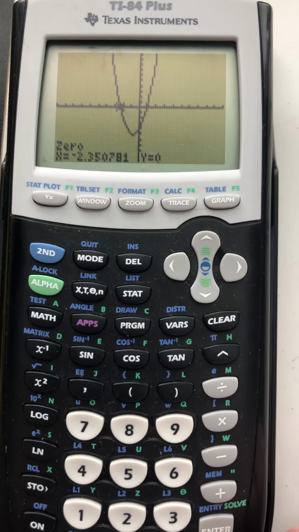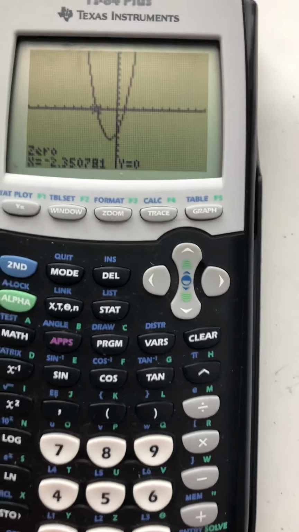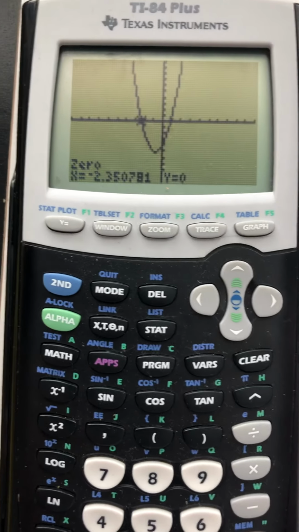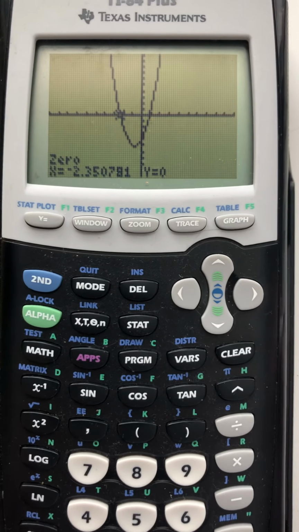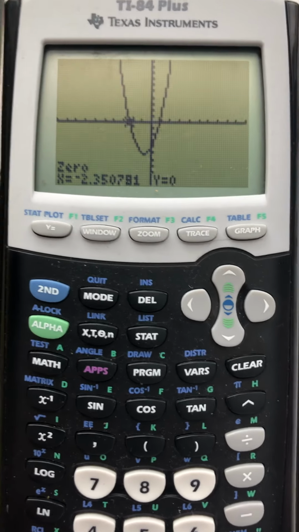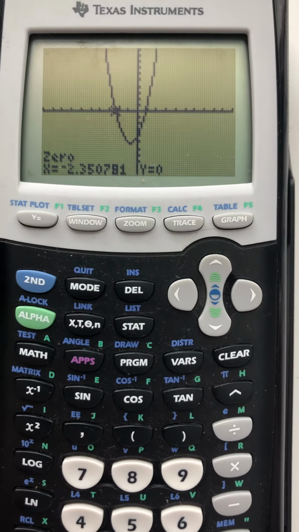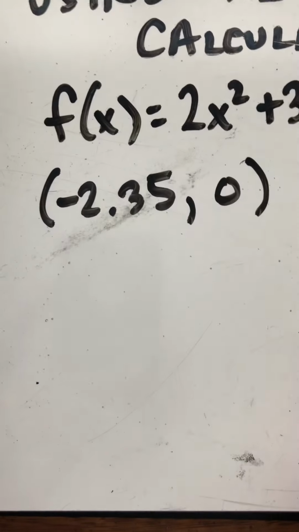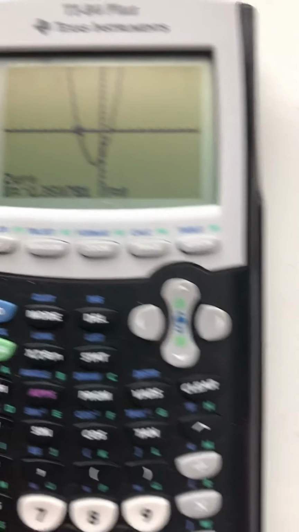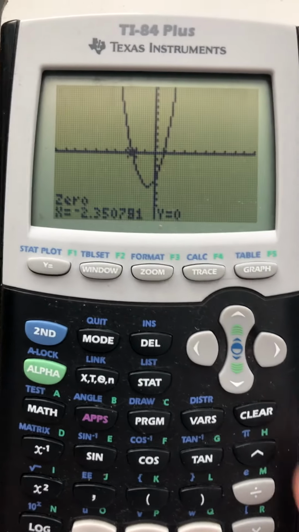I hit enter and it gives me a zero of negative 2.35 and a y value obviously of 0. So there is one of our zeros for this graph. Now we know that there's a second one.